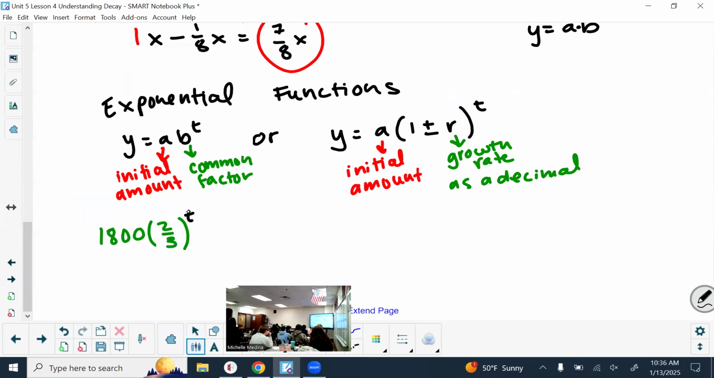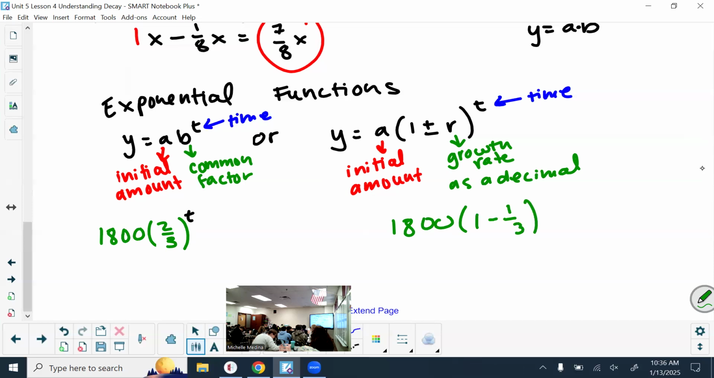So the T power, T stands for what? Whatever time frame we're looking at. If we're just looking at 1 month, then T is 1. If we're looking at 10 months from now, then T is 10, right? So this goes with this setup. What we're multiplying by each time, our common factor, is 2/3. This setup, if I were to use it, would be 1800 times 1 minus 1/3, and then to the T.